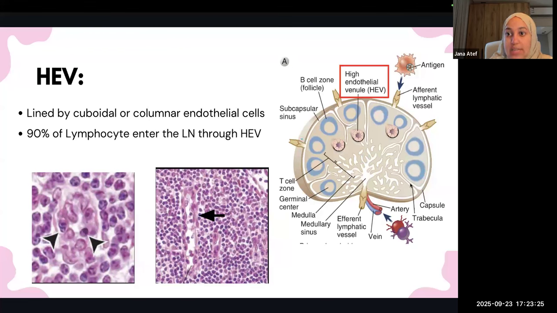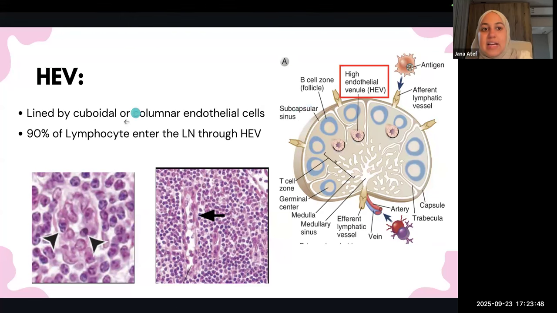Basically, think of the HEV as the ending of the vessel. You know how there's an artery, then an arteriole, and then a capillary? The capillary for these vessels is the HEV. Did you get it? So it has lymph, yes.